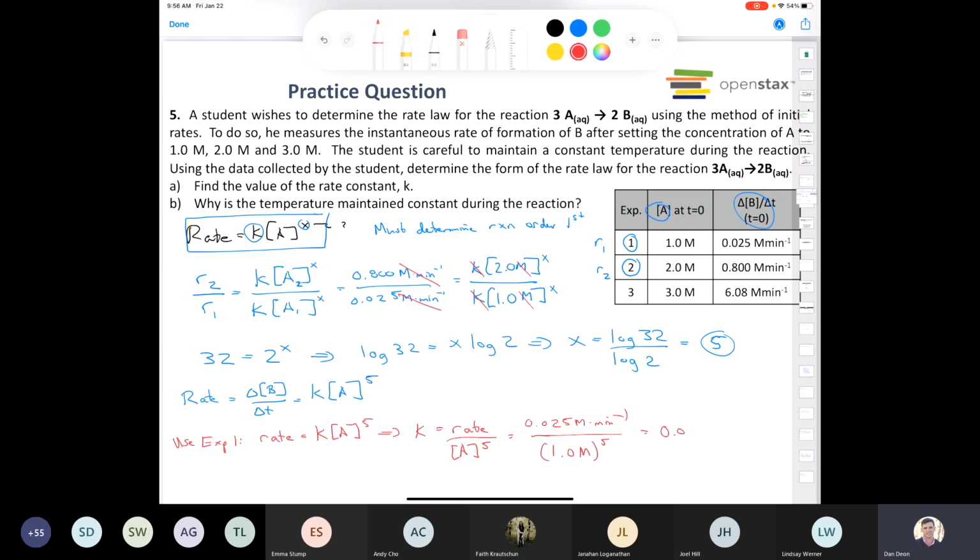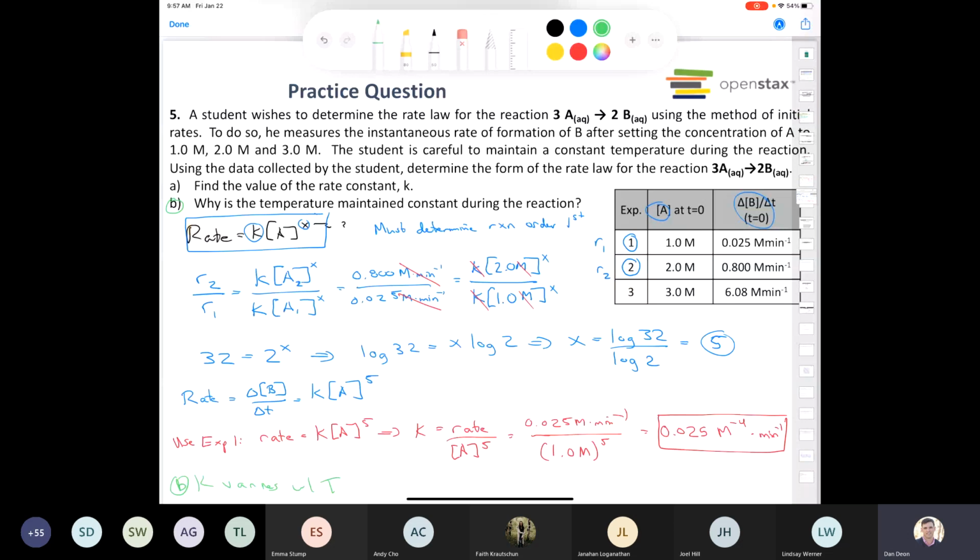I get 0.025. If I have molar to the 1 in the numerator and molar to the 5 in the denominator, it's going to be molar to the minus 4 times minute to the minus 1. And that is the value of my K. And we already answered question B, which is that K varies with temperature. So there we go. So that's the method of initial rates.